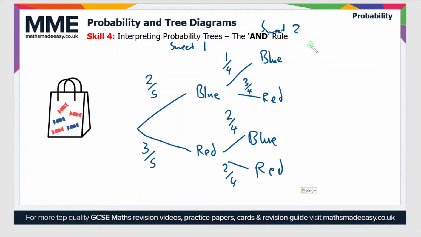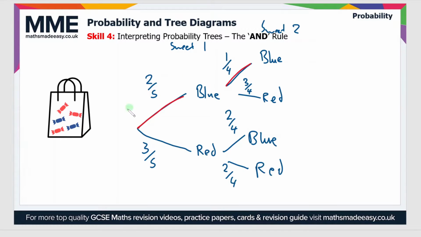So let's say we wanted to find the probability that a sweet was blue on 2 picks from this bag of sweets. So on the first pick, the probability of taking a blue one is 2/5. So we're going along this line of the tree diagram here. And then on the second event, the probability of taking a blue sweet is 1 out of 4, and that's because we've not replaced the sweet.